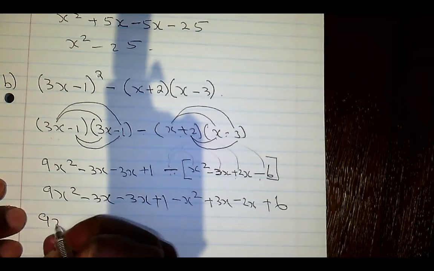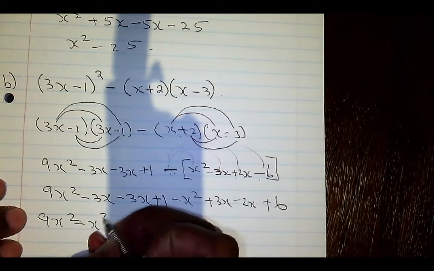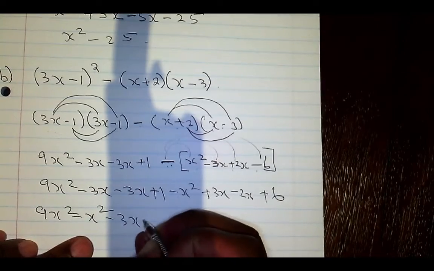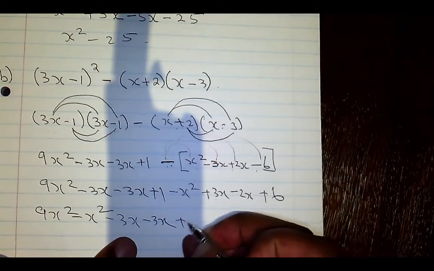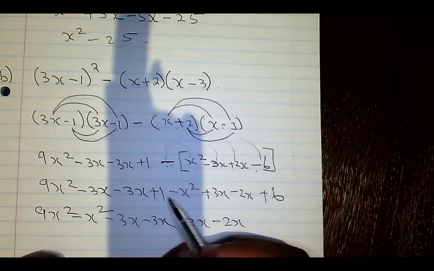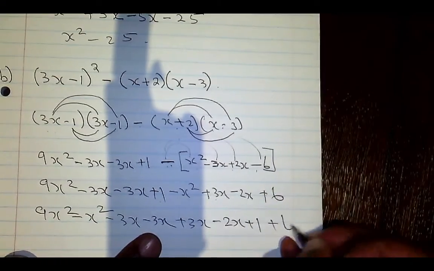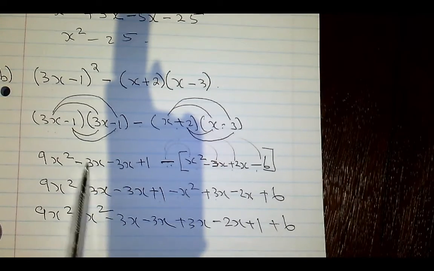I can see there is 9x squared and negative x squared. These are like terms, so these will be grouped together. Then there is a minus 3x and a minus 3x. Then there is a plus 3x. These are like terms. Then there is a minus 2x. Then there is this one here, a plus 1. And then there is a plus 6. You can actually simplify here straight away. Instead of continuing like this, you can simplify earlier there.